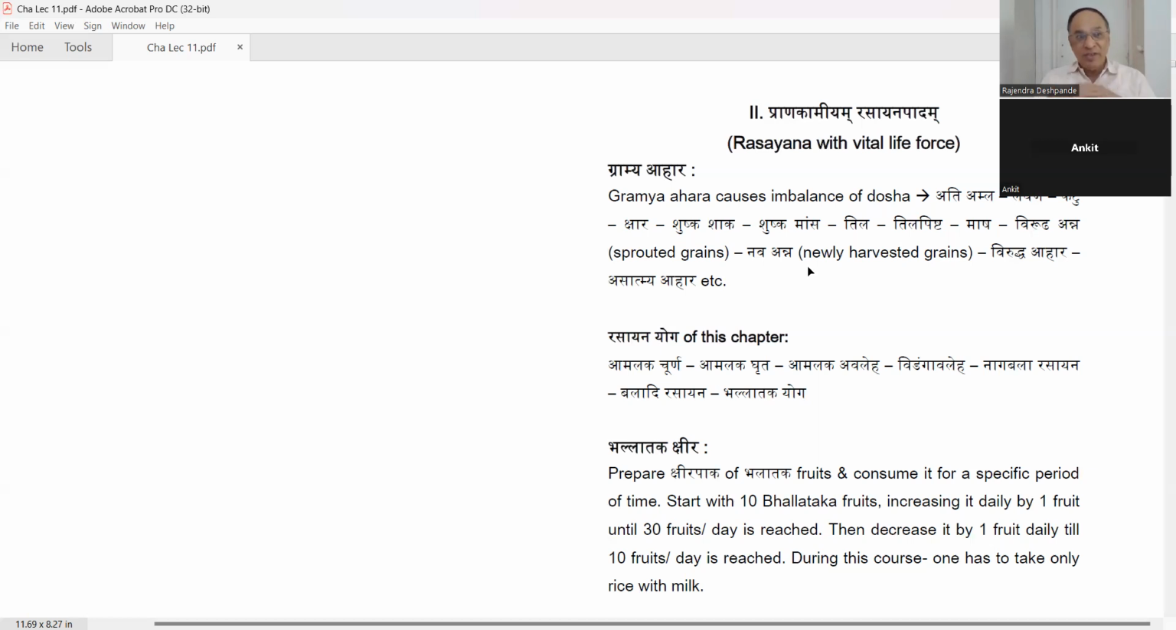Then Dhatugata jvara, very important: Rasagata jvara, Raktagata jvara, Mamsagata jvara, Medogata jvara, Asthigata jvara, Majjagata jvara, Shukragata jvara. Then jvara avastha: Amavastha, Pachyamanavastha, Pakvavastha, and Niramavastha.